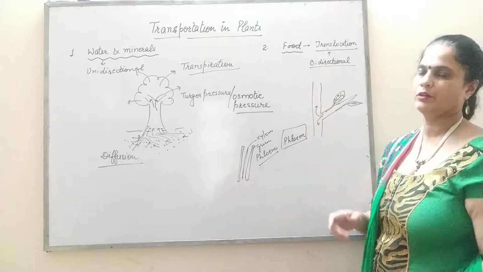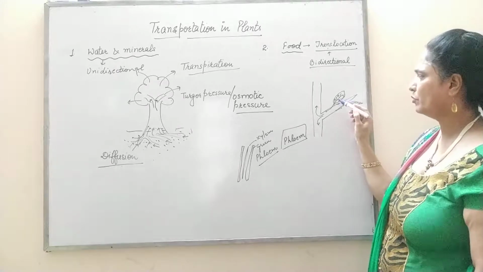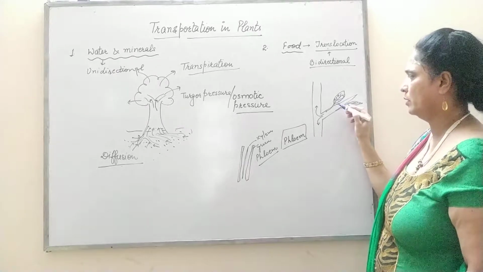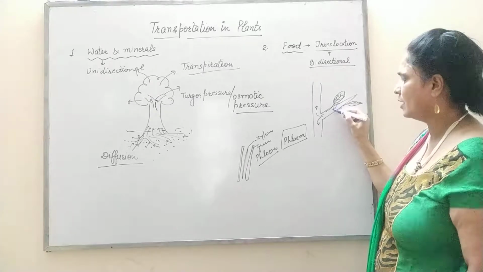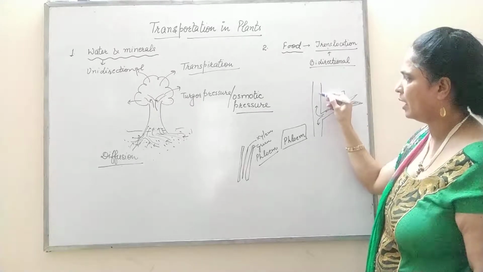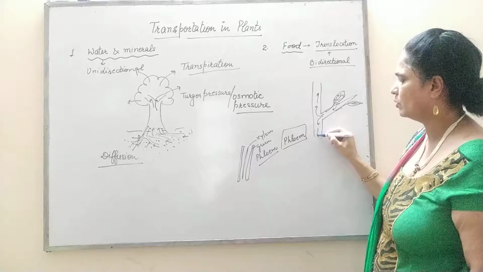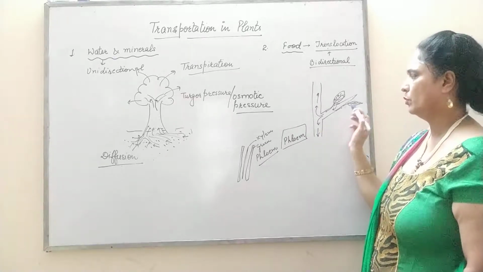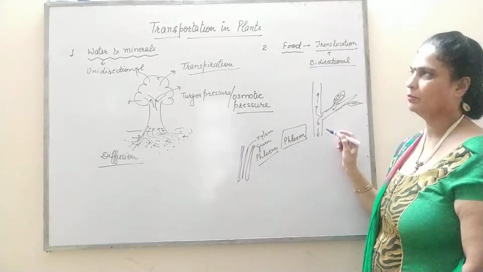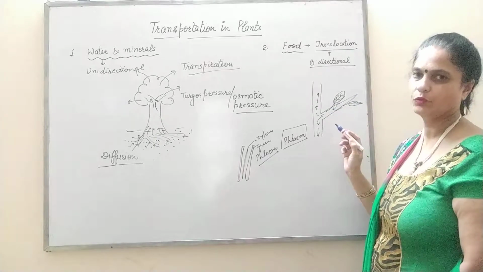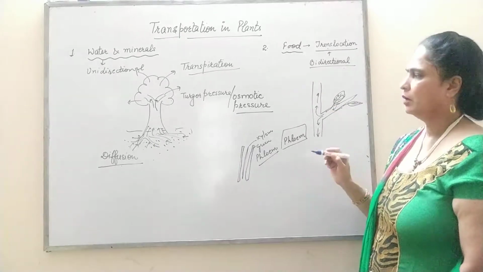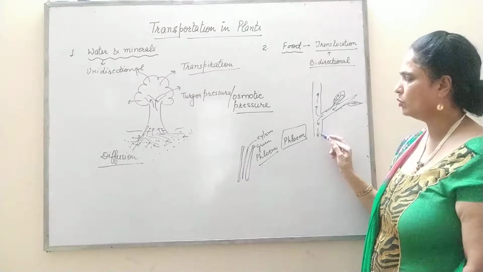Secondly, it is bidirectional. What does it mean? If the leaf has prepared the food over here, then from the leaf the starch will be transported upward as well as it will go downward. In both the directions it can move, and that's why the transportation of food is bidirectional. No doubt it also occurs through phloem.